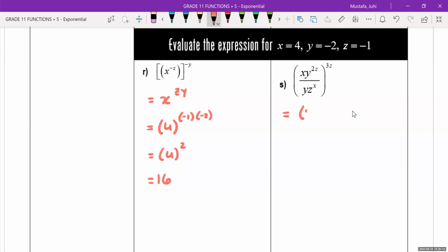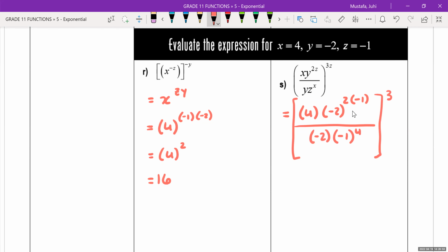So my x is the number 4. My y is the number 2. And then the exponent here is 2 times z, which is -1. Notice I'm being super organized. I'm making sure everything stays in the exact same position that it was in the question, and I'm keeping brackets around everything because I feel like that really helps. My y is -2. Z is -1 to the power of x, which is 4, all to the power of 3 times -1.